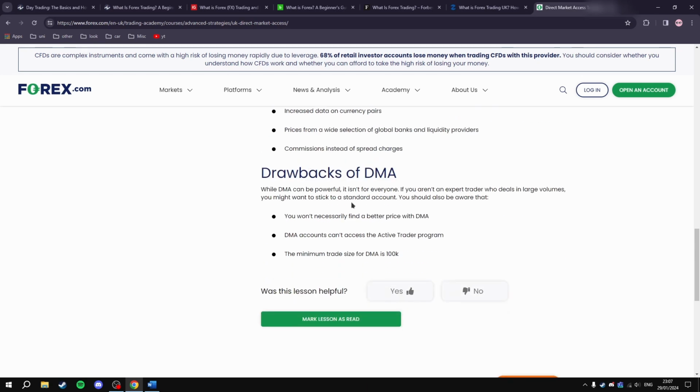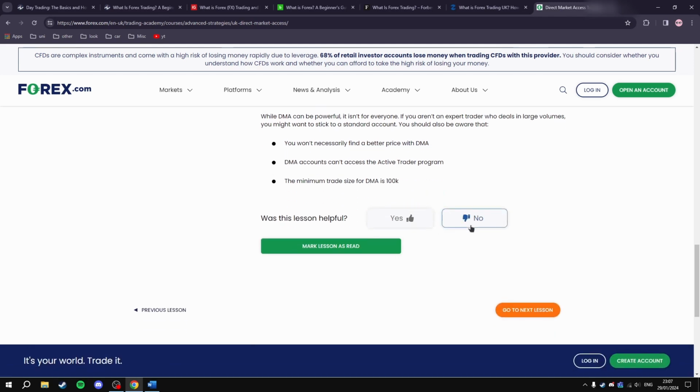Drawbacks of DMA. While DMA may be powerful, it isn't for everyone. If you're an expert trader who deals in large volumes, you might want to stick to a standard account. You should also be aware that you won't necessarily find a better price with DMA. DMA accounts can't access the active trader program. The minimum trade size for DMA is 100,000. Jesus, that's a lot.